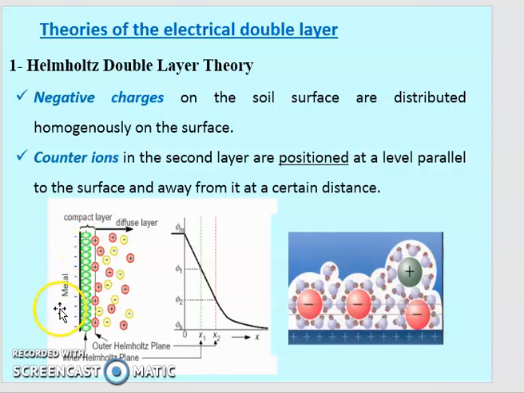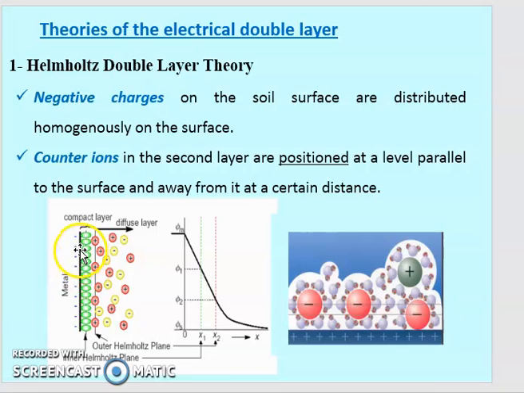If you have a negative charge here on the metal, Helmholtz assumes that the negative charge on the surface of the soil is distributed homogeneously on the surface. The second layer is a counter ion and has a position in a level parallel to the surface and away from it at a certain distance.